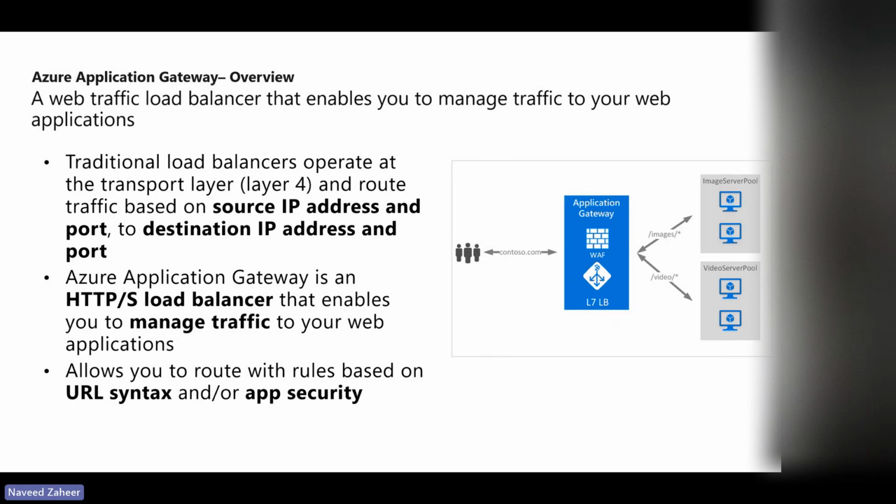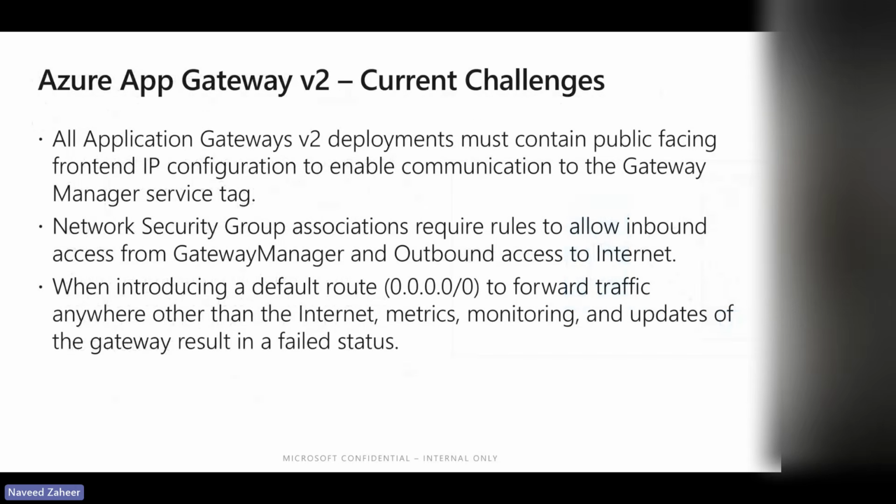So now, with a quick introduction, let's talk about the current challenges. I'm sure if you have been using App Gateway V2, you know that if you want to deploy it inside a VNet for internal traffic, it has to have a public IP, no matter what you do, because it communicates with the gateway manager service. You have to have a tag as well.